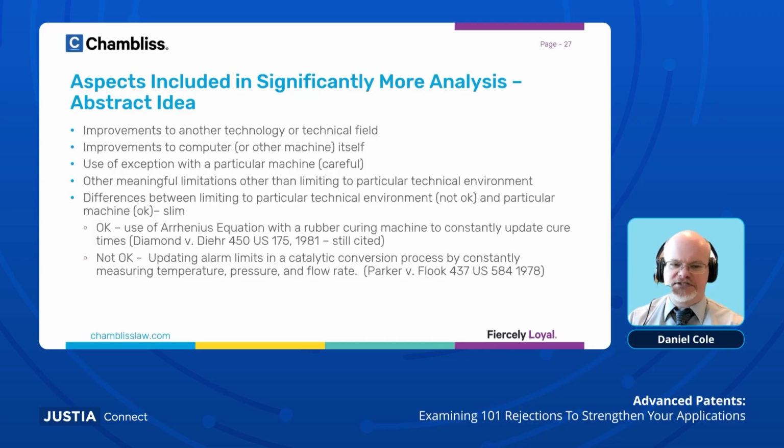You have Diamond v. Diehr as the important case here. You're looking at an Arrhenius equation. You're using it with a rubber curing machine to constantly update the cure times. Because yours was integrated with the machine, you're constantly updating the cure times, the times that the machine does things. This was considered not an abstract idea. But you're updating alarm limits in a catalytic conversion process by constantly measuring temperature, pressure, and flow rate.